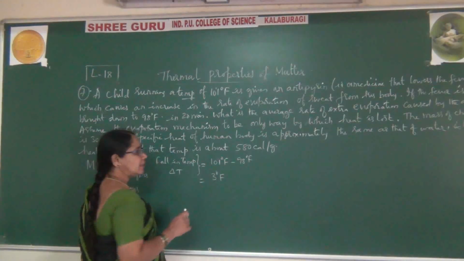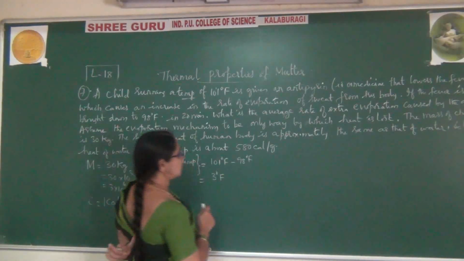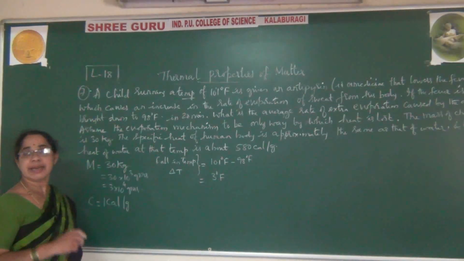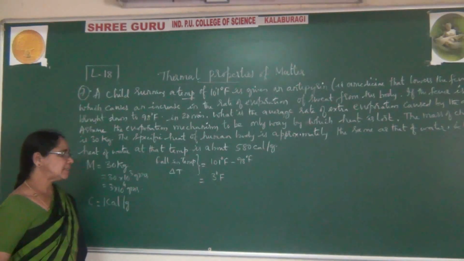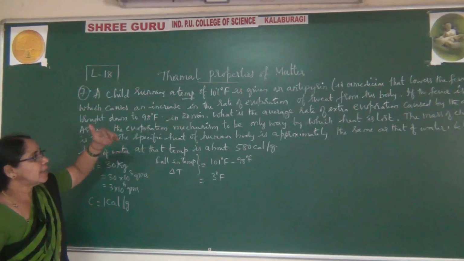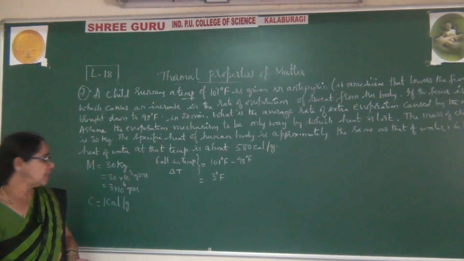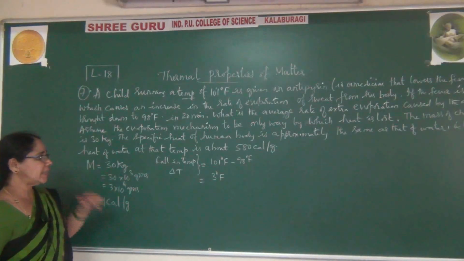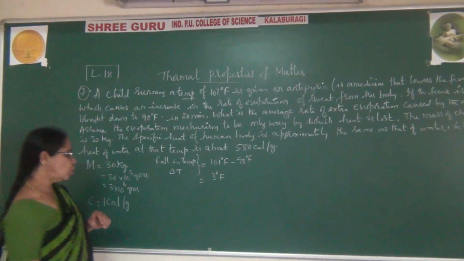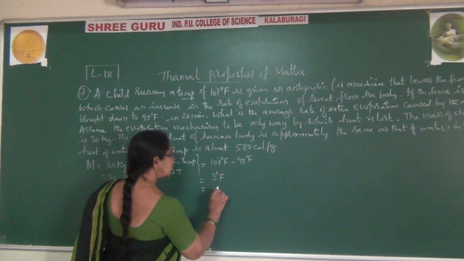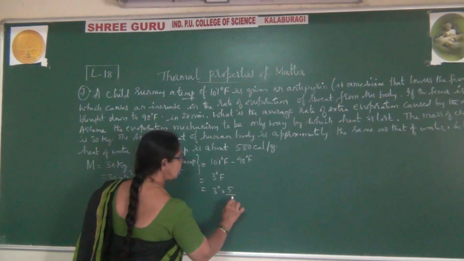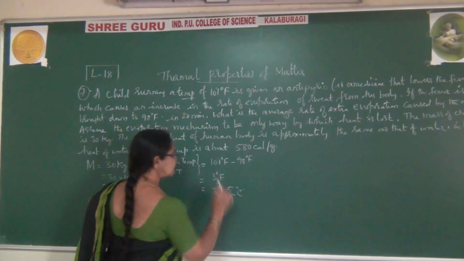But remember, they have given these in terms of CGS units, so I should convert this into CGS units. Let us convert degree Fahrenheit into degree centigrade, because here the temperature is converted to degree centigrade. So let me write 3 degree Fahrenheit, where 1 degree Fahrenheit can be written as 5 by 9 degree centigrade.